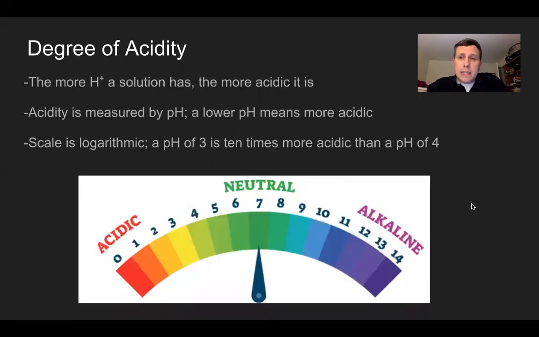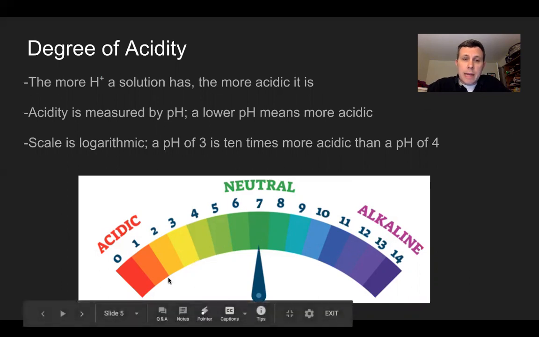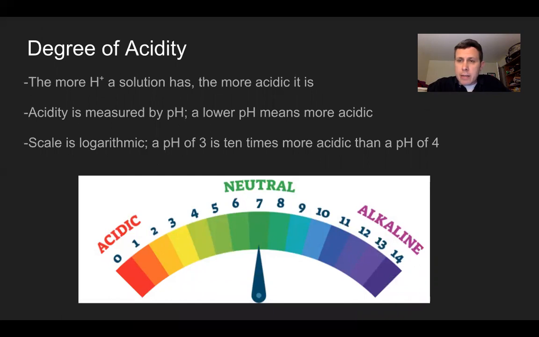All right, so acidity. You can have things that are very acidic or only partially acidic, and typically the way we measure that is with something called pH. The lower the pH, the more acidic something is. Now, this is not a linear scale, it's a logarithmic scale, like the Richter scale we use to measure magnitude in earthquakes. A 7 on the Richter scale is 10 times stronger than a 6, and an 8 is 10 times stronger than a 7.